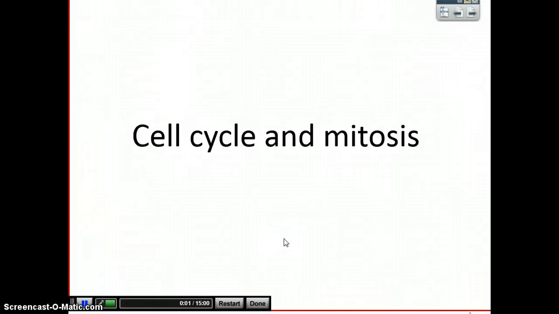Today we're going to talk about the cell cycle and mitosis. The cell cycle is the life of your cell. Mitosis is cell division. Mitosis is the last step of the cell cycle.